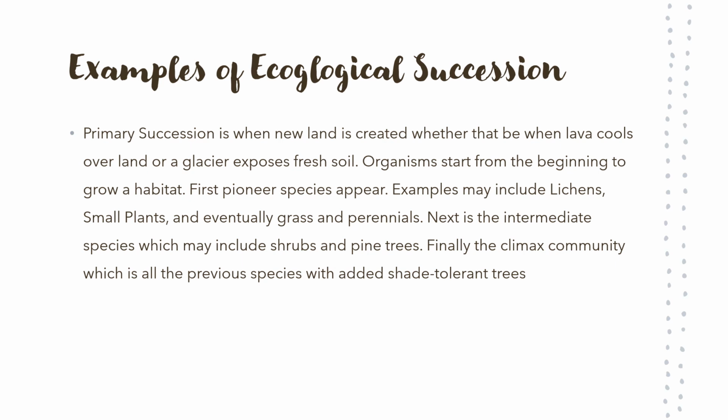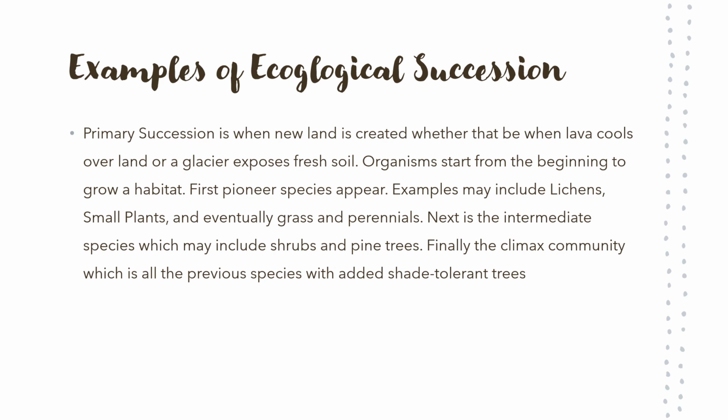Okay, the organisms must start from the beginning to grow this habitat. Your first organisms are your pioneer species. Your pioneer species are what starts it off. Okay, it's the beginning. That's your lichens. Before anything else, you have to have a primary species or a pioneer species there first before all your secondary species can begin. Once the lichens have formed, then you have small plants that can feed off them and continue to grow, getting nutrients from the soil and things like that.